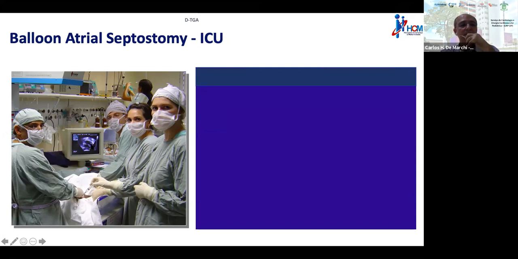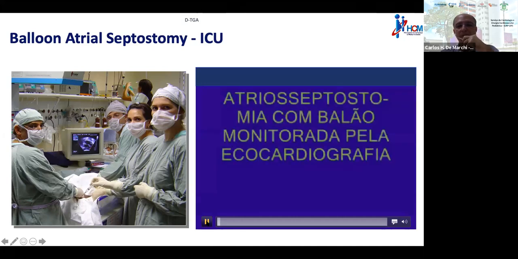You can see the right atrium, left atrium, and the septum. And this is a small video that I show. Sorry, because this is in Portuguese, but it's just to show the procedure guided by the echocardiography.